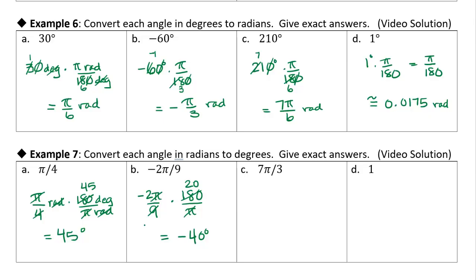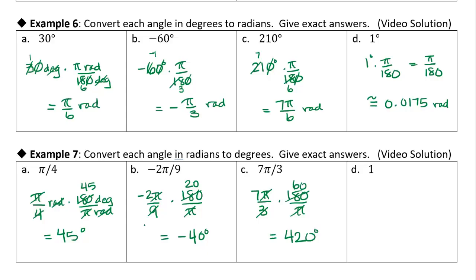All right, 7 pi over 3. Multiply by the conversion factor, 180 over pi. Now I have a pi in the denominator, a pi in the numerator. Pi divided by pi is 1, so I can cancel them. And then I can divide the 180 by 3, because that's 60. So I'm just going to take 7 times 60, and I get 420 degrees. So 7 pi over 3 is 420 degrees.